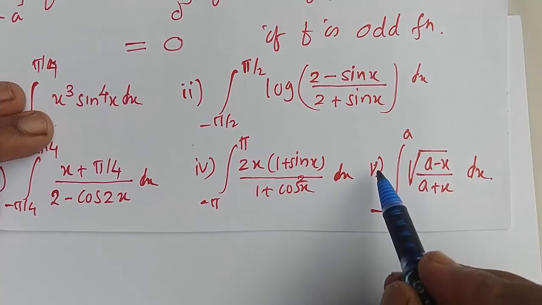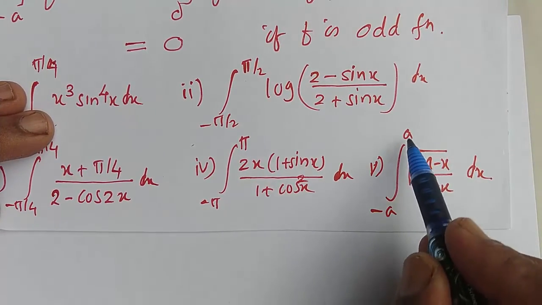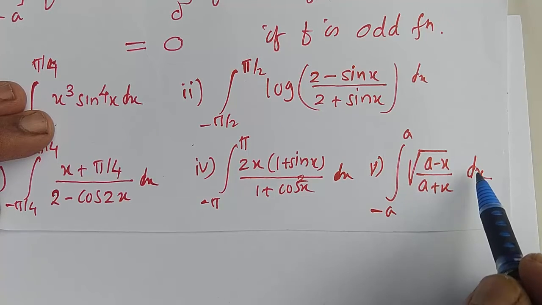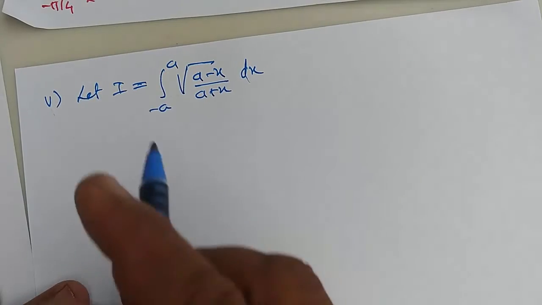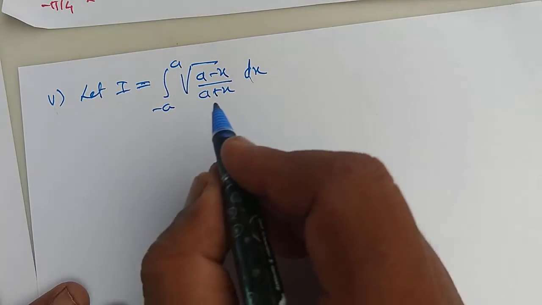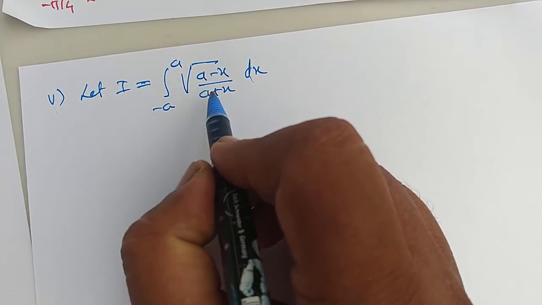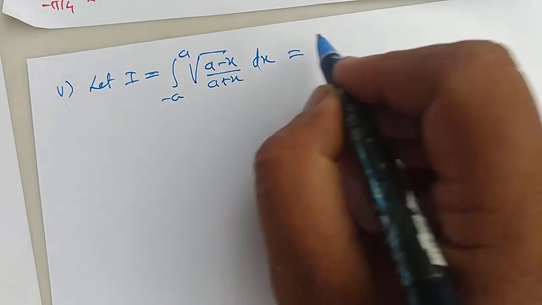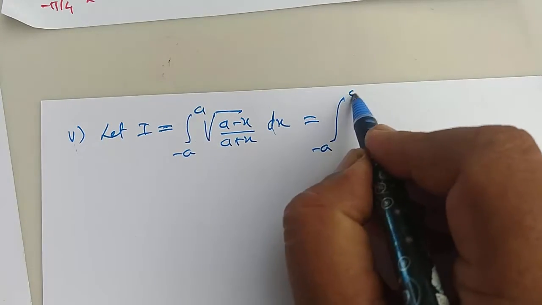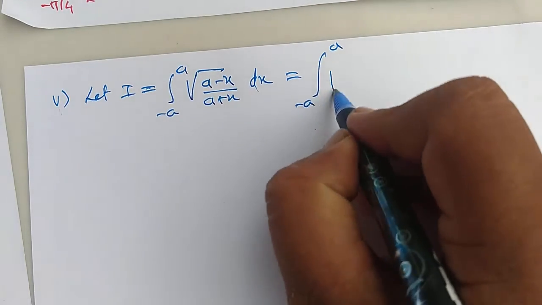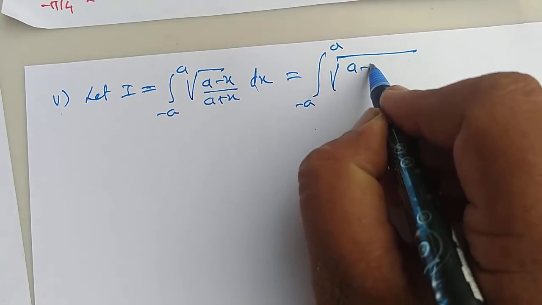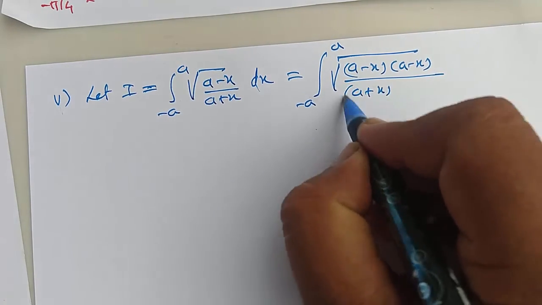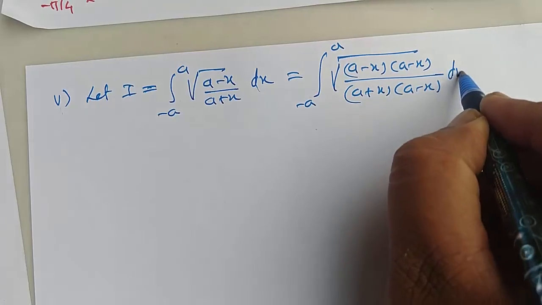The last example, number 5: integration from minus a to a of square root of a minus x upon a plus x dx. We denote this by I. Now we multiply a minus x to both numerator and denominator. So it becomes integration from minus a to a under root of a minus x into a minus x upon a plus x into a minus x dx.